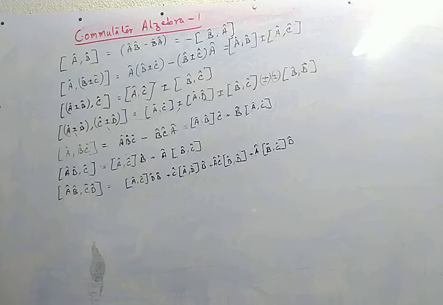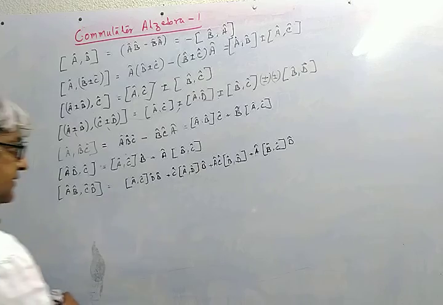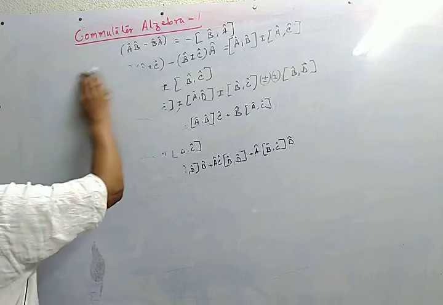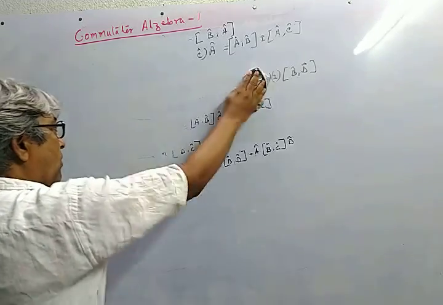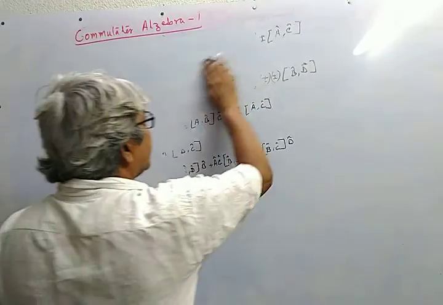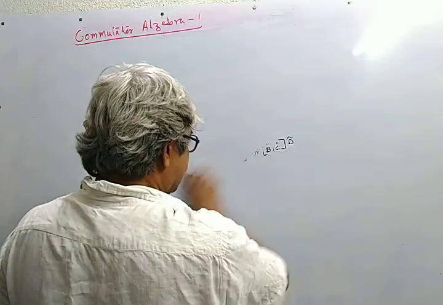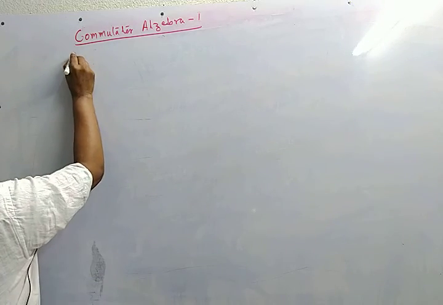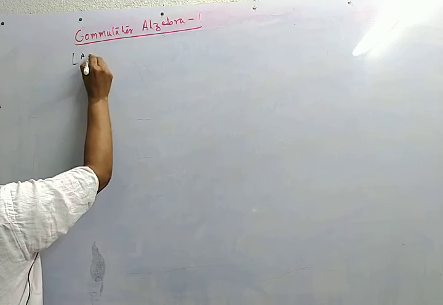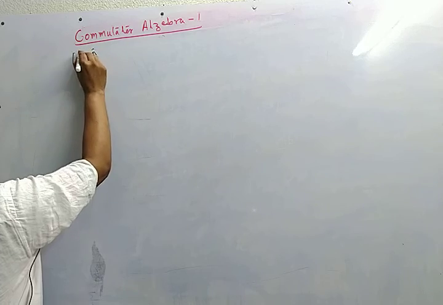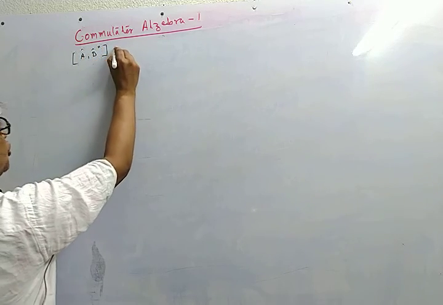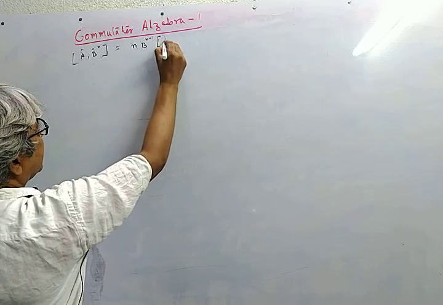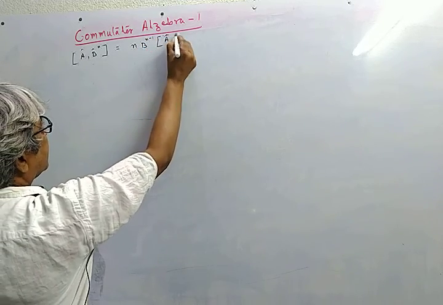Another interesting type of commutator relation arises like this, which is the commutator of A with B to the power n. By an nth power of operator, we mean the operator is operated successively n times. So the quantity is the commutator of A with B to the power n. To show that this is n B to the power n minus 1 times the AB commutator.